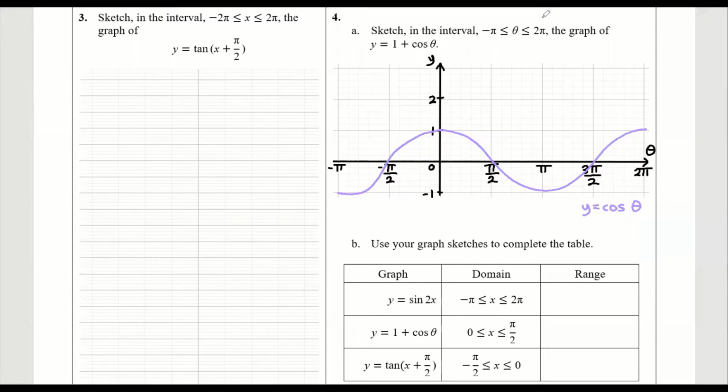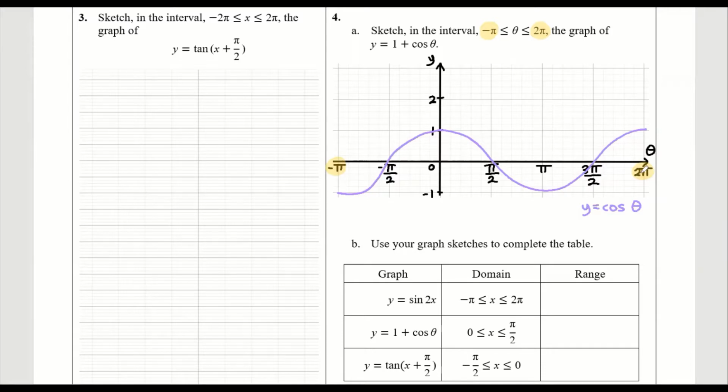Question 4 is yet another sketch. This time we're sketching for the domain negative pi up to 2 pi inclusive for theta. We can see this on the graph here, and notice I've sort of preempted what's going to happen here. We don't have the x-axis in the center, and what I've done is I've sketched the graph of y equals cos theta, so you can see that.